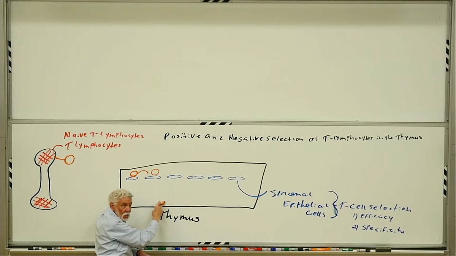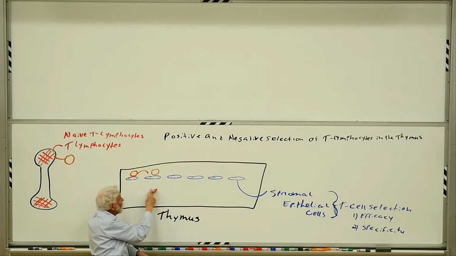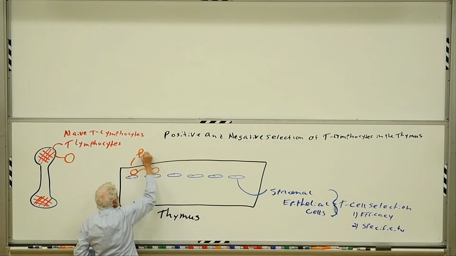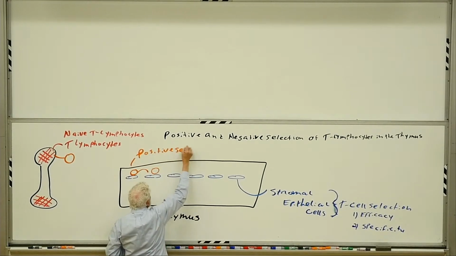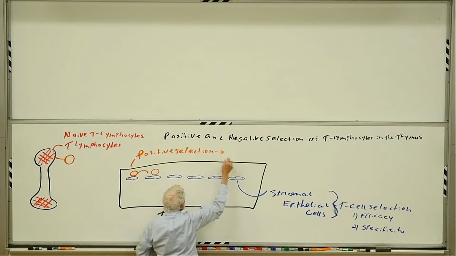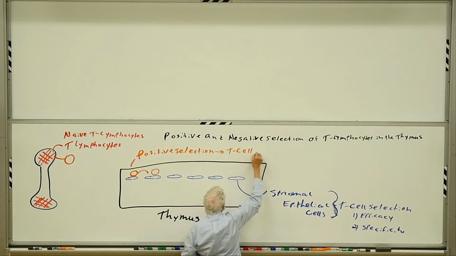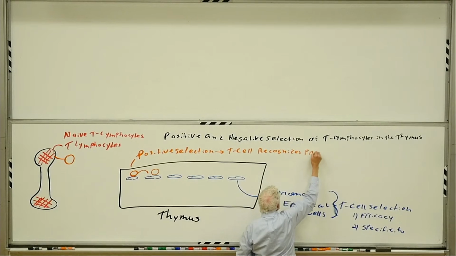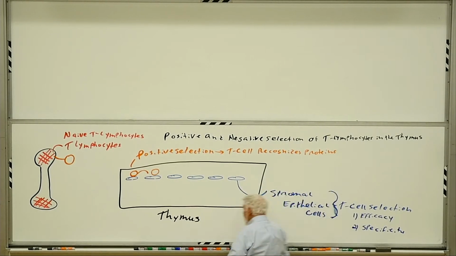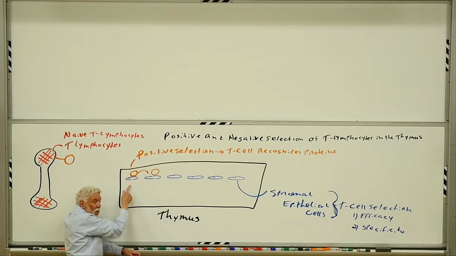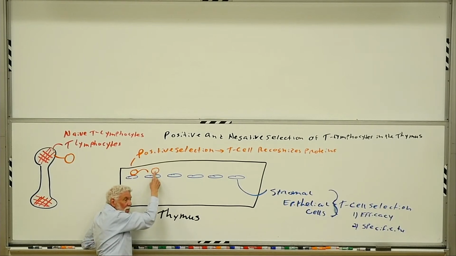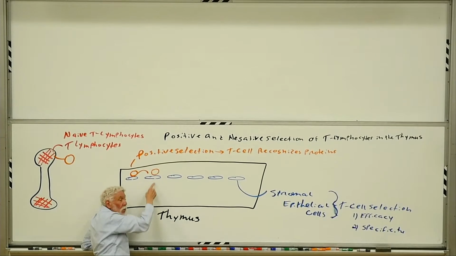That's an autoimmune disease. So you want to be pretty careful when you're selecting these T cells, first that they're effective, that is positive selection, which says the T cell recognizes proteins. It's necessary for this T cell to recognize proteins, but it's not sufficient. Because if this T cell is promiscuous and recognizes proteins helter-skelter all over the place, then it's dangerous.